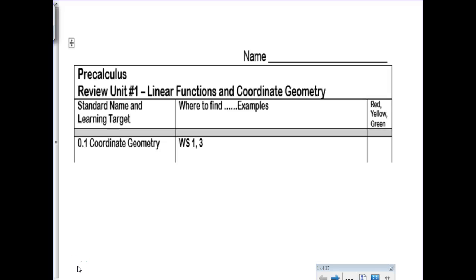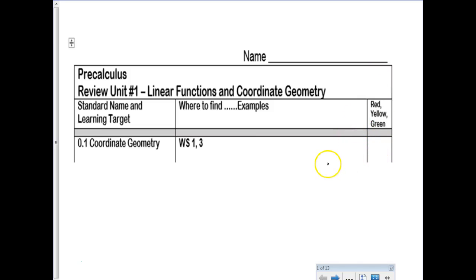So we are reviewing for our first summative in PreCalc, and this is going to cover all of the linear review that we did the first week of class. And I know it seemed really fast, but to be fair, it was review. So our first section on our summative is going to cover all the coordinate geometry topics.